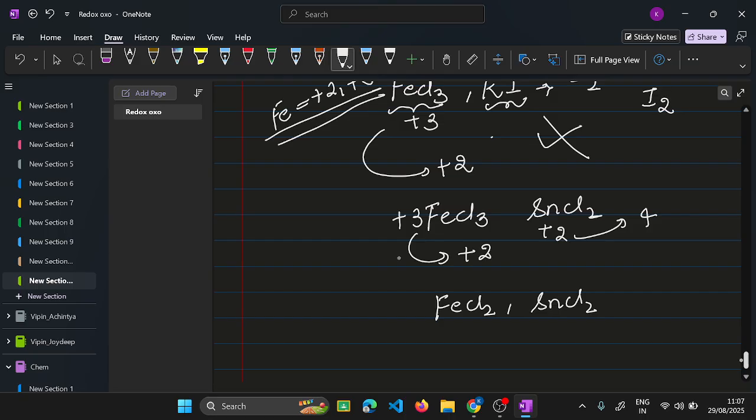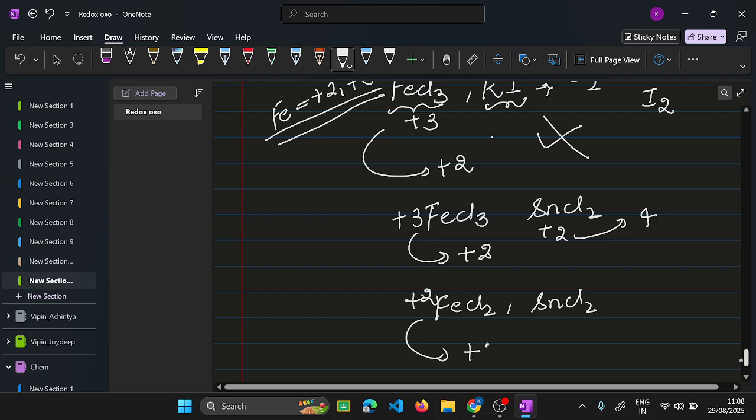Fe is in the +2 oxidation state and Sn is also in the +2 oxidation state. Fe is already in +2, so how would it decrease? It cannot decrease, and Sn cannot decrease. So both can only get oxidized. If no reduction occurs, then they can exist together because no redox reaction occurs.